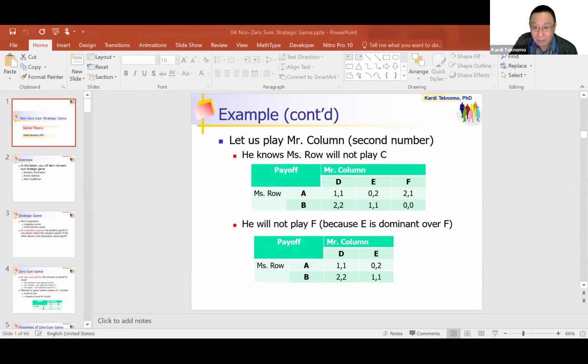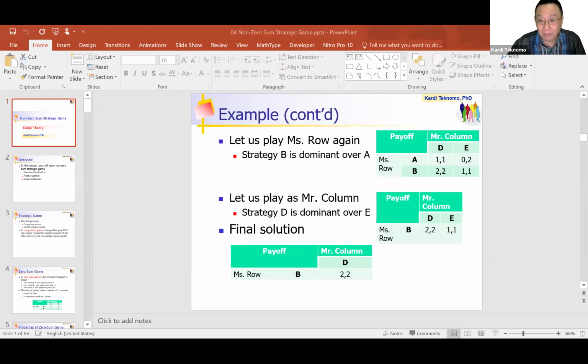And how about this one? 2 and 1, 1 and 0. Oh, we can dominate it, F, right? So in that case, F is deleted. Now I have this game matrix which is already reduced. I can play again, check between A and B. 2 and 1, and then 1 and 0. Oh, dominate now. A is deleted, isn't it? A is deleted, so I get only B.